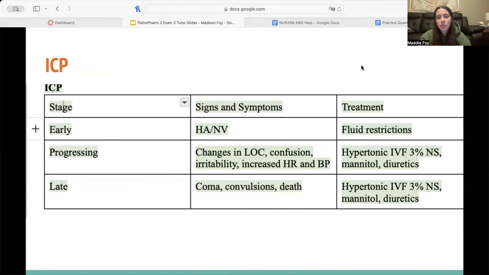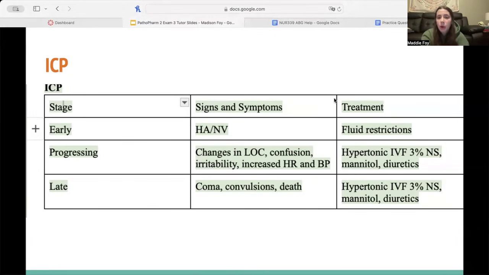This is a chart. I literally screenshotted it off my blueprint, I think from last year. I have the stages of increased ICP, early, progressing, late, those signs and symptoms that you're going to see with each stage, and then also the treatment that you would administer. I definitely, if possible, would memorize this table or just these kinds of things in general.